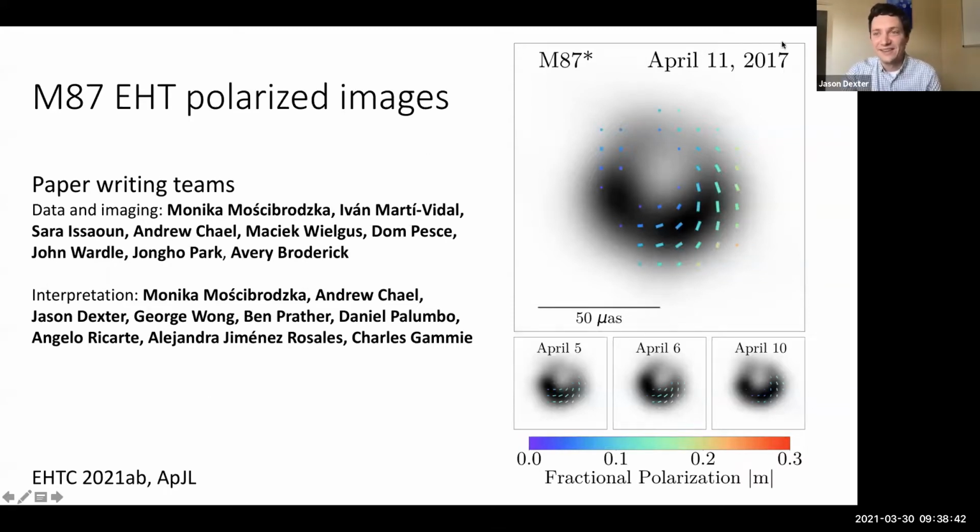Okay, so the polarized image is shown for April 11th here. The grayscale is the familiar glowing ring image of M87 from the Event Horizon Telescope before. And now we've added these EVPA ticks on here, which in this representation are color-coded with their fractional polarization. Okay, so I will talk a little bit about the data following up on Yvonne's really nice webinar last week, but refer to that for more details since I'm more focused today on the interpretation.